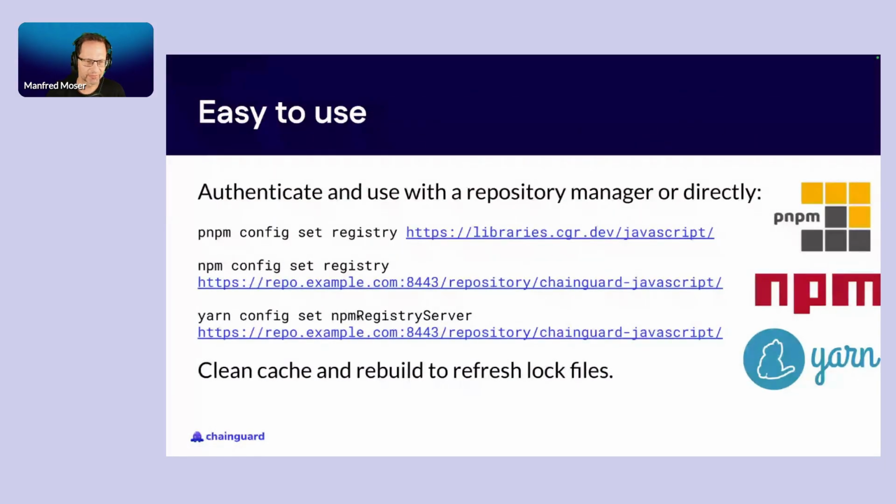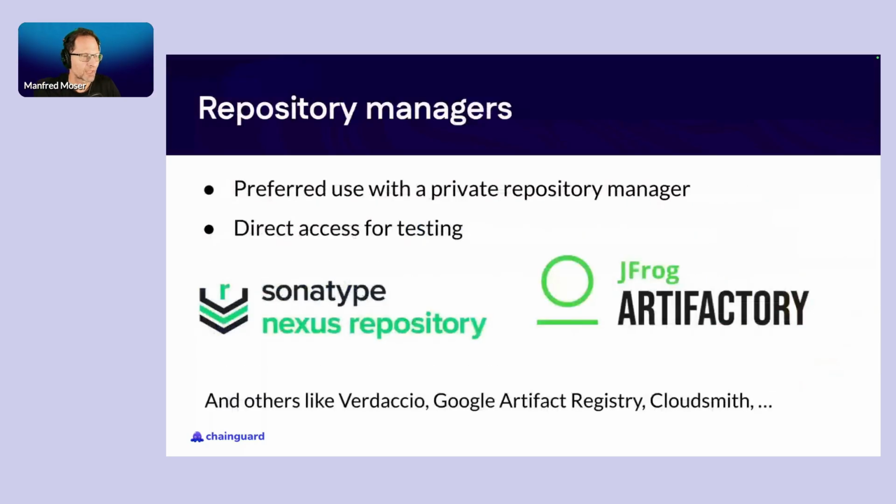And then a similar example for Yarn. Yarn just has an npm registry server name here, a little bit different, but ultimately very closely related. And then all you would have to do is clean the cache, look at your log files, and rebuild. And you'd be back in business with a replacement. I'll show you that in detail in the demo.